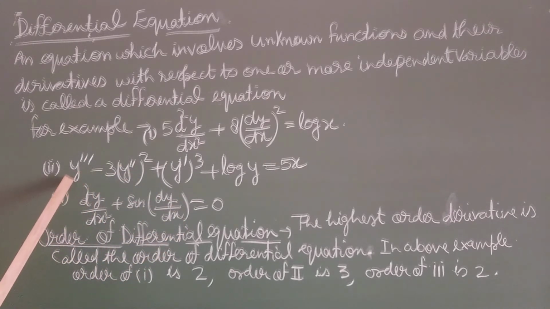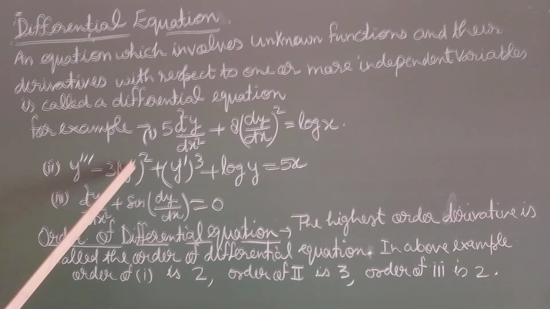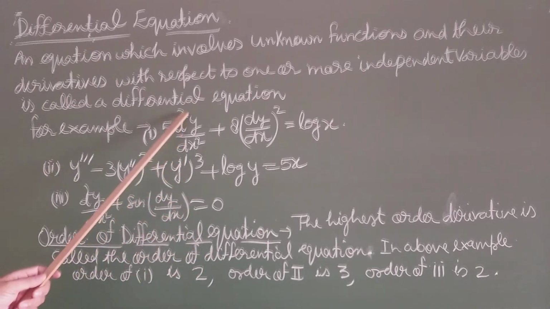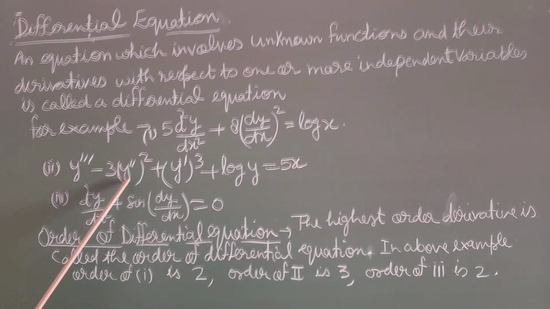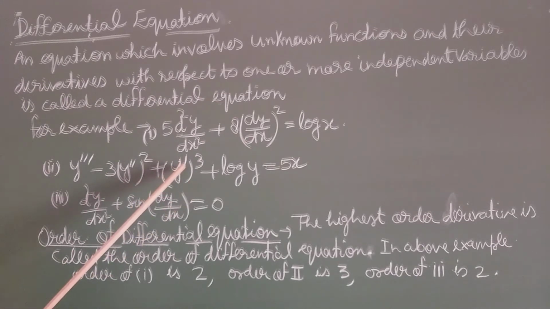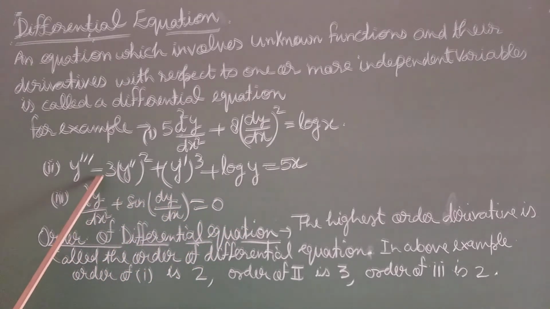Now in the second example you can see y triple dash means d cube y upon dx cube, third order derivative. Y double dash means second order, y dash means first order. So d square y upon dx square can be written as y double dash, dy upon dx can be written as y dash. Okay, so this is also a differential equation because it contains derivatives of first order, second order, third order.